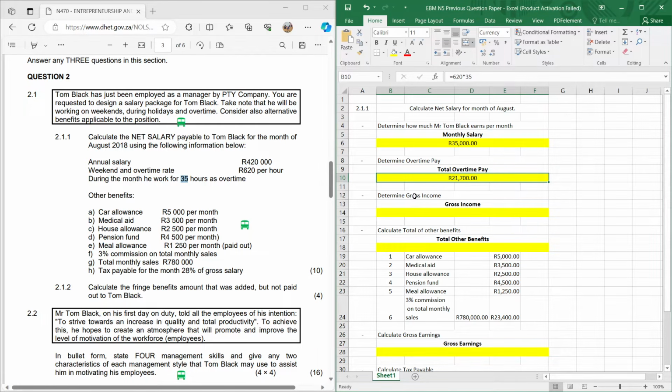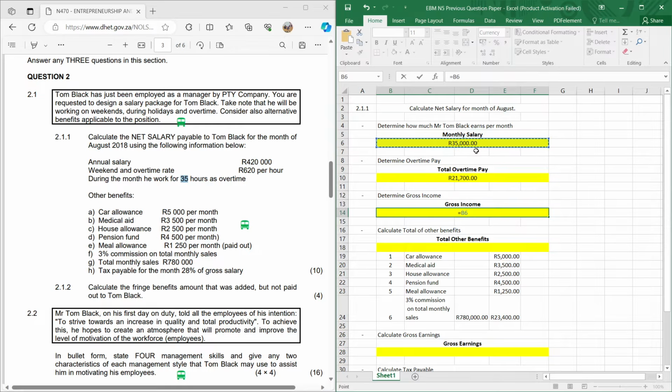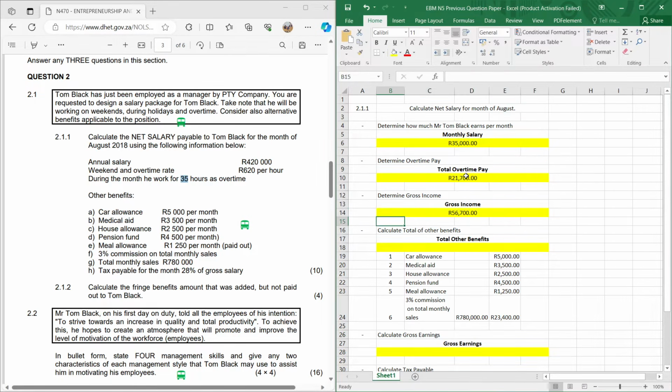Now that we have the overtime, then we need to determine the gross income, right? Now, with the gross income, it is very simple. You just simply add these two amounts over here, right? Let's go ahead and put the equal sign. We're gonna add the amount that Tom Black earns every month plus the overtime that he worked for that month, right? So I'm gonna go ahead and add a plus sign over here, and then we will get an amount of 56,700, right? That's gonna be Tom Black's overall gross income, right?